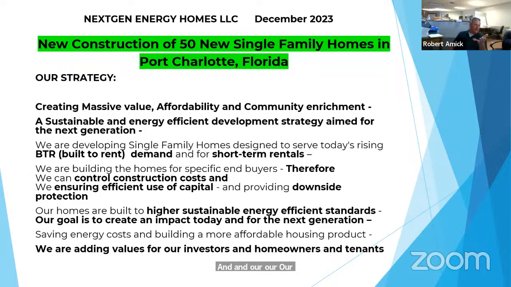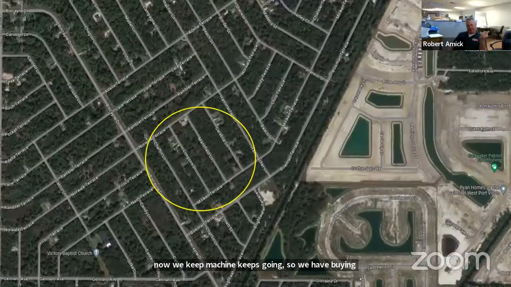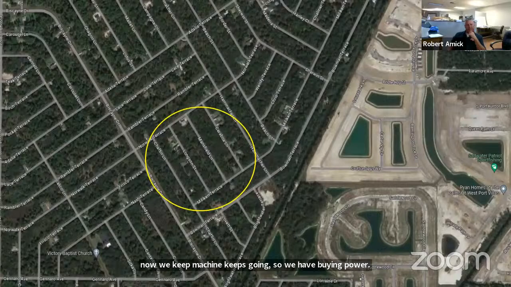Our model allows us, instead of having to spend 12 to 14 months building, now every 2 months we can break ground on the next 5. So now the machine keeps going. So we have buying power with materials. We have buying power with our subcontractors, et cetera.